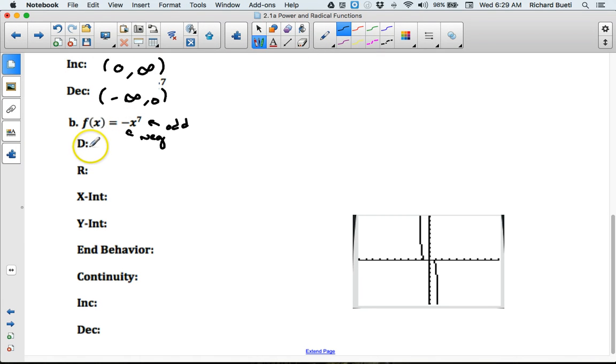The domain of this function will be from negative infinity to positive infinity. The range will be from negative infinity to positive infinity. The x and y intercepts are still 0, so it's going to be 0, 0, and 0, 0.